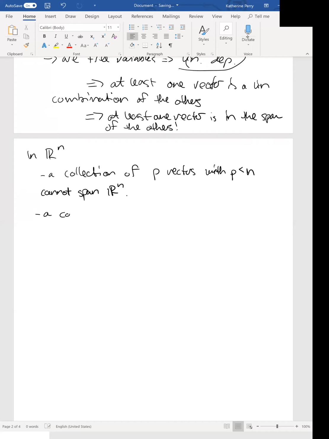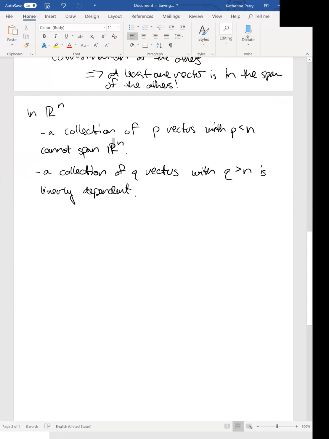And so if you have more than that, it turns out to be too many. So a collection of q vectors with q greater than n is going to be linearly dependent. And I'll leave that for you to prove if you want on your own.